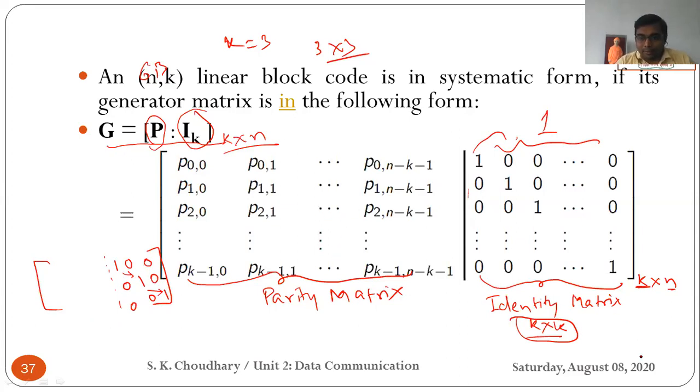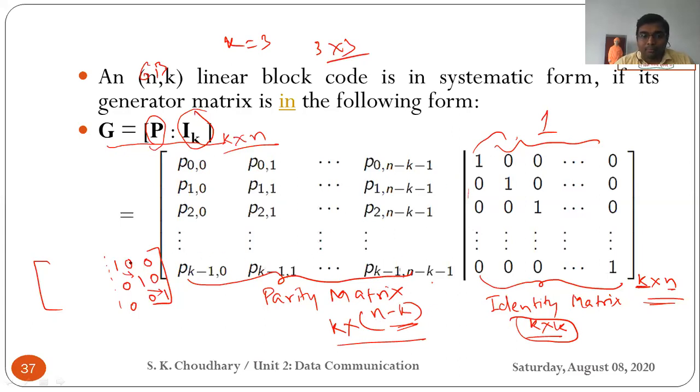Now we know that the order of the matrix is k × n, and the identity matrix has the order k × k. So what is the number of possible columns in this parity matrix? It would be n minus k, because k columns have been utilized by the identity matrix. The number of remaining columns in the parity matrix is n minus k. So what is the order of the parity matrix? It is k × (n minus k). It means the k rows stay the same, but the columns are decreased by k, so it is n minus k.